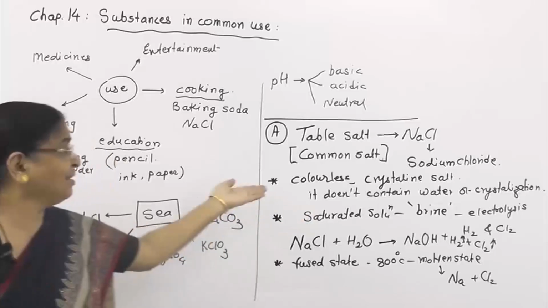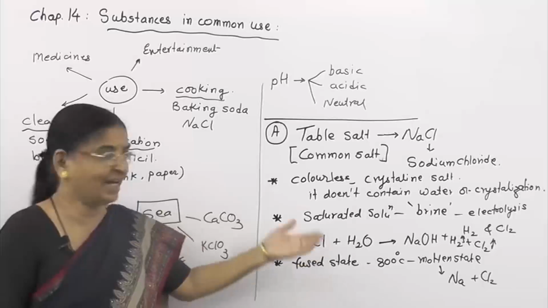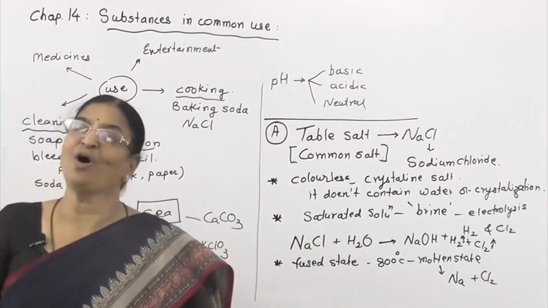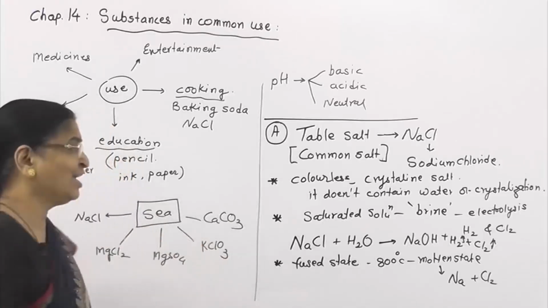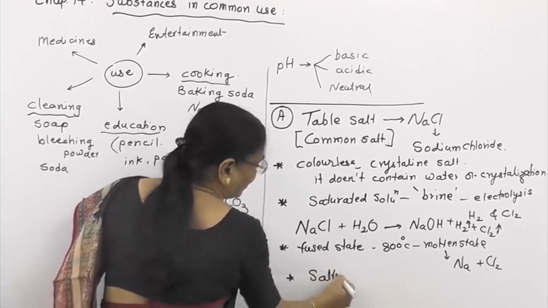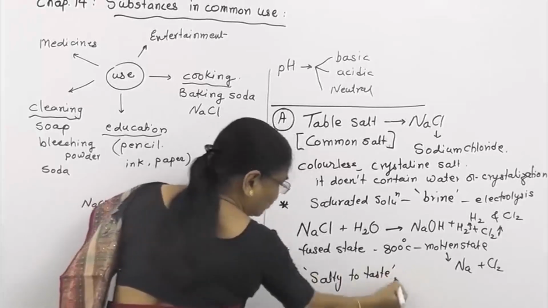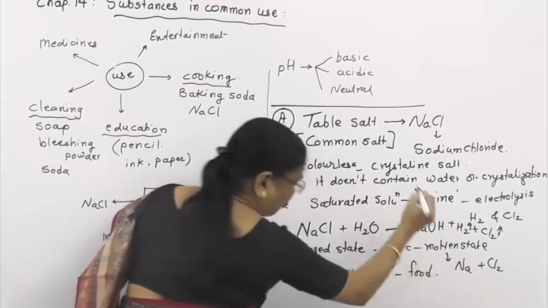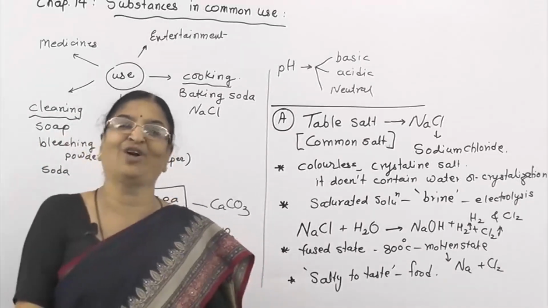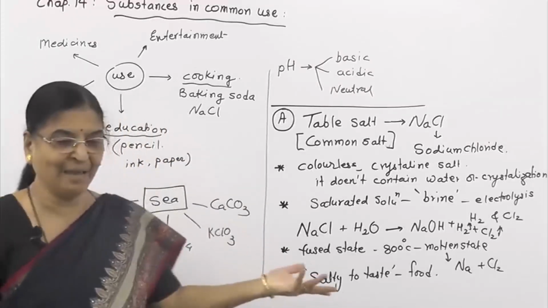So what are the important uses of it? This is how we have found out their properties, that is, about their crystalline structure and about its molten state. But it is so common that we know it is salty to taste and therefore it is used in each type of food. The food taste cannot be complete without the salt. When the salt is there, then only the food will be tasty.